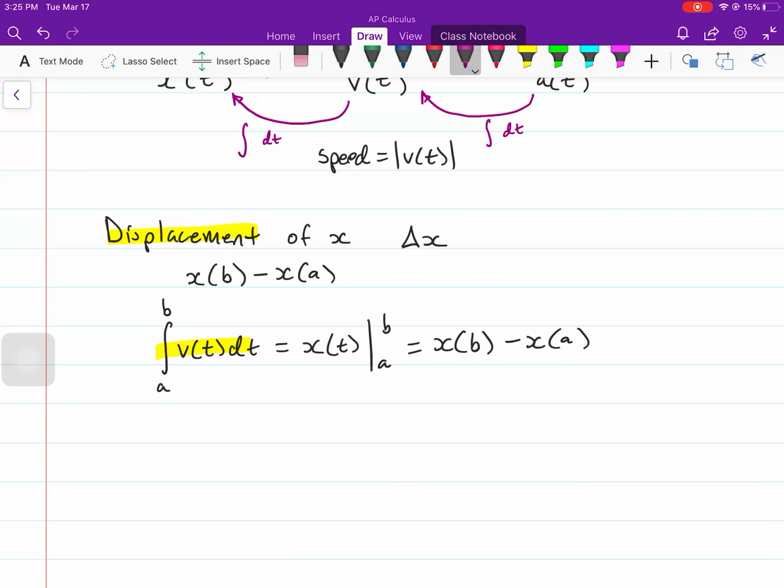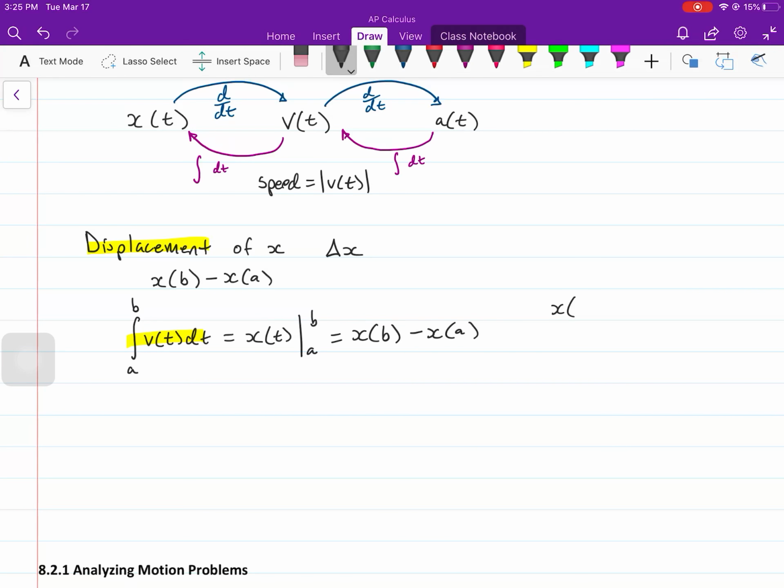Now, one of the questions that might pop up is they'll give you something like, let's just say, x of 1 equals 3, and they'll say find x of 4. So if you think about that, x of 1 is like a starting condition because 1 comes before 4. And this would be the ending value. And this one right here is like our initial value. So where are we starting? This is where we're starting. This is where we're ending. If it's like a race, this would be the start. This would be the end.